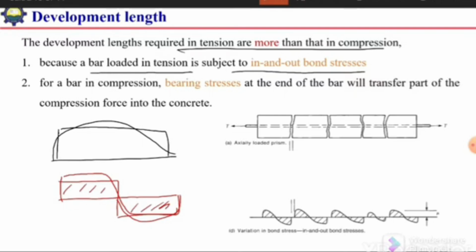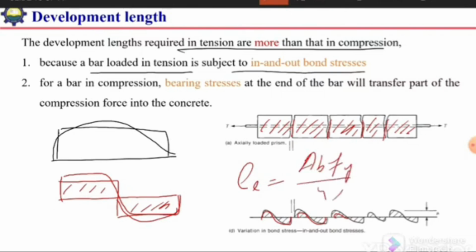And when a bar is under tension, the concrete around it will crack like this, and each segment of this beam or cylinder will act as a separate portion, and for each portion there will be an in and out mechanism for the bond stress, and as a result the average bond strength will be reduced. When the average bond strength is reduced, the required development length will be increased, as we have seen that the relation between LD and average bond strength is an inverse relation, 4 times mu. So mu is in the denominator, so there is an inverse relation between development length and bond stress.